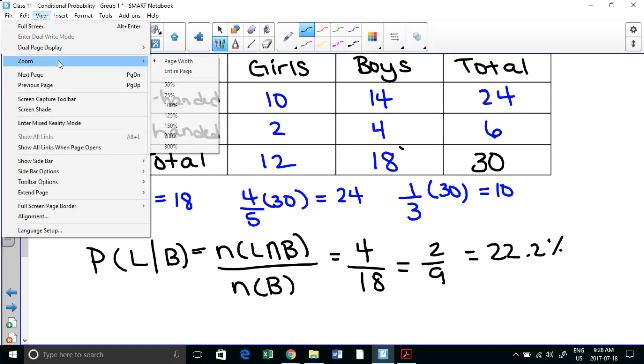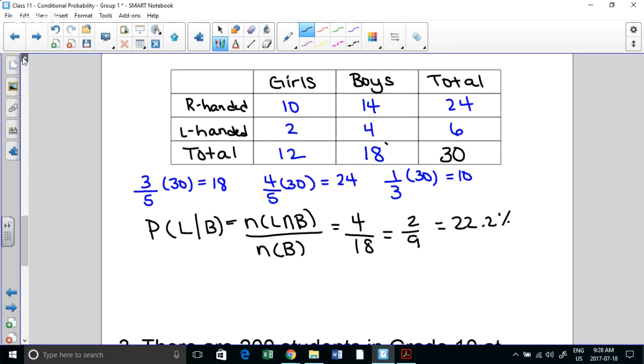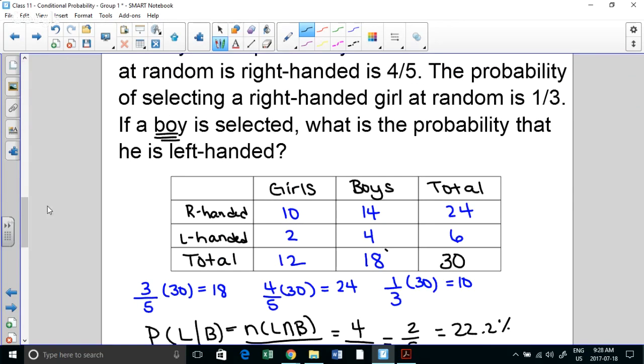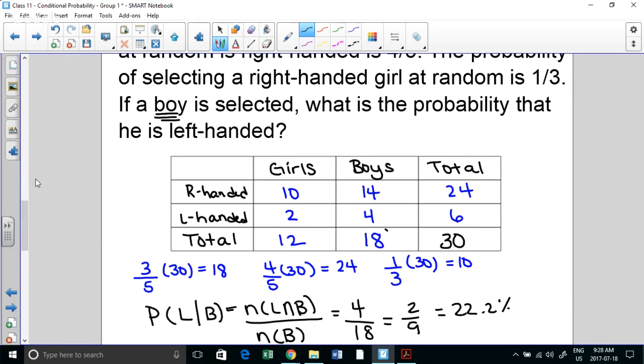So the question is, why don't I do 1/3 times 24? Because it didn't say that, it just said the probability of selecting a right-handed girl at random. That's from the whole group, not just from the right-handed kids. So the probability of selecting a right-handed girl out of the whole group was 1/3. So we did 1/3 times the amount for the whole group.